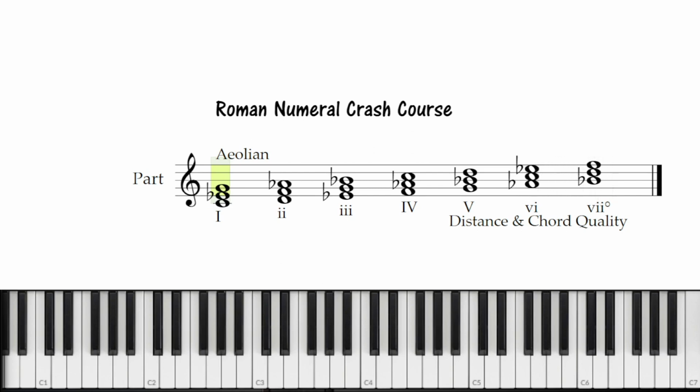Now let's use distance and chord quality and name these with Roman numerals. The 1 chord is now a lowercase 1 because it's minor. The 2 is diminished. The 3 is now flat, plus it's a major chord, so it's uppercase. The 4 is minor, thus lowercase. The 5 is minor, so it's lowercase. The 6 is both flat and major, so it's uppercase. The 7 is flat and major, so it's uppercase.